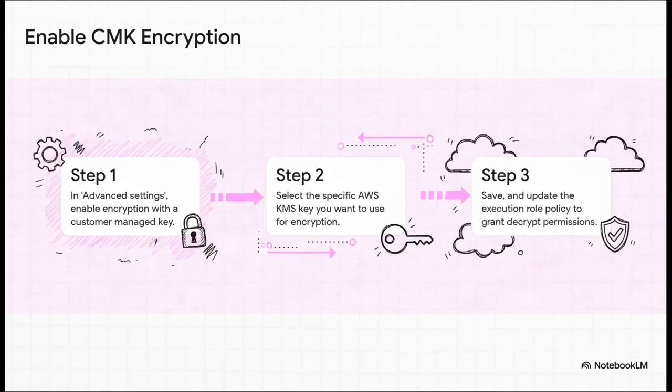And setting this up is pretty straightforward. You go into your function's advanced settings, you enable encryption, and you just select the key you want to use. The final crucial step, and this is the one people sometimes forget, is you have to update your function's execution role to give it permission to actually use that key for encryption and decryption.